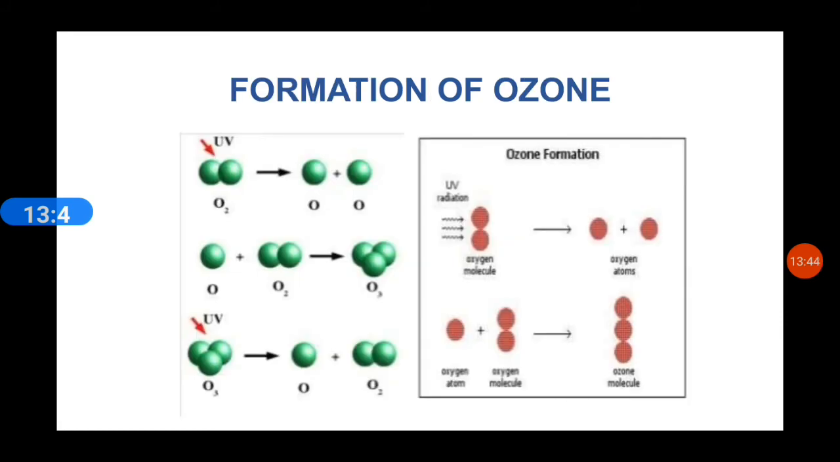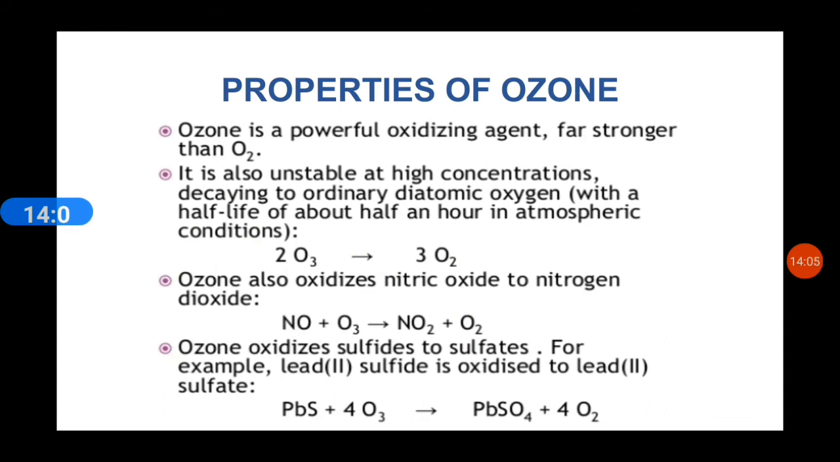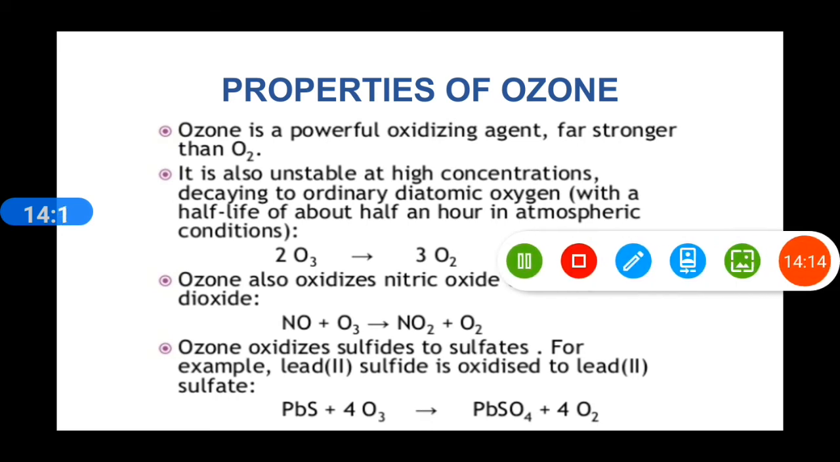The formation is shown here. In presence of ultraviolet radiation, the oxygen molecule breaks into oxygen atoms as shown. Then this oxygen atom combines with molecular oxygen to form an ozone molecule. Properties of ozone: ozone is a powerful oxidizing agent, far stronger than O2. It is also unstable at high concentrations.